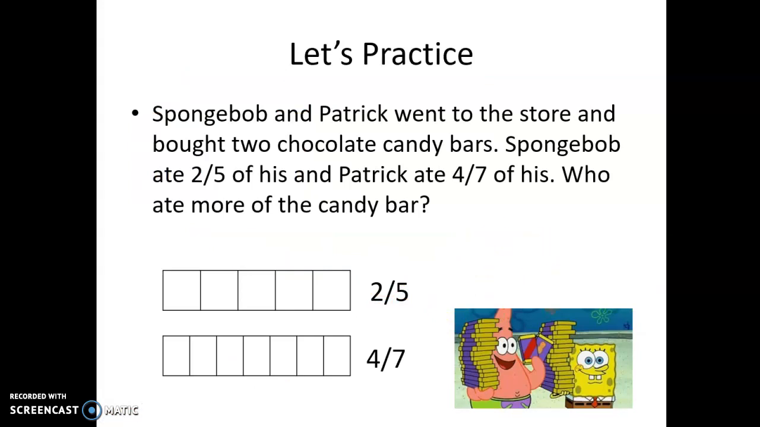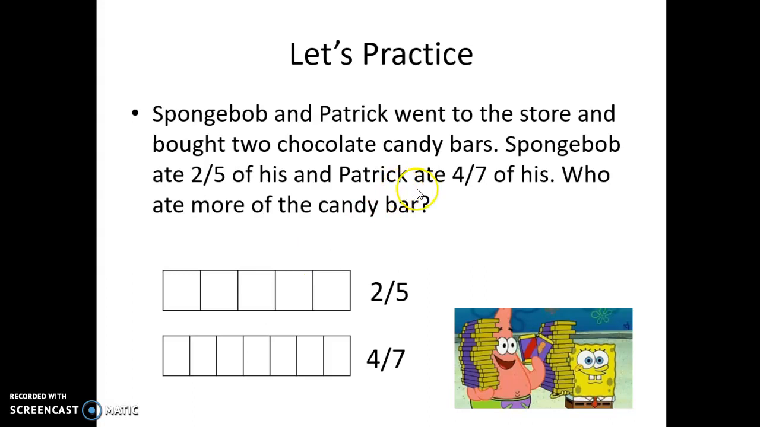SpongeBob and Patrick went to the store and bought 2 chocolate candy bars. SpongeBob ate 2/5 of his, and Patrick ate 4/7 of his. Who ate more of the candy bar? When we look at these, we can't tell who ate more right away, because our denominators are not the same. So this is an unlike fraction, so I have to draw it out. I have to look at my visuals. The first thing I have to do is label whose chocolate bar is whose.